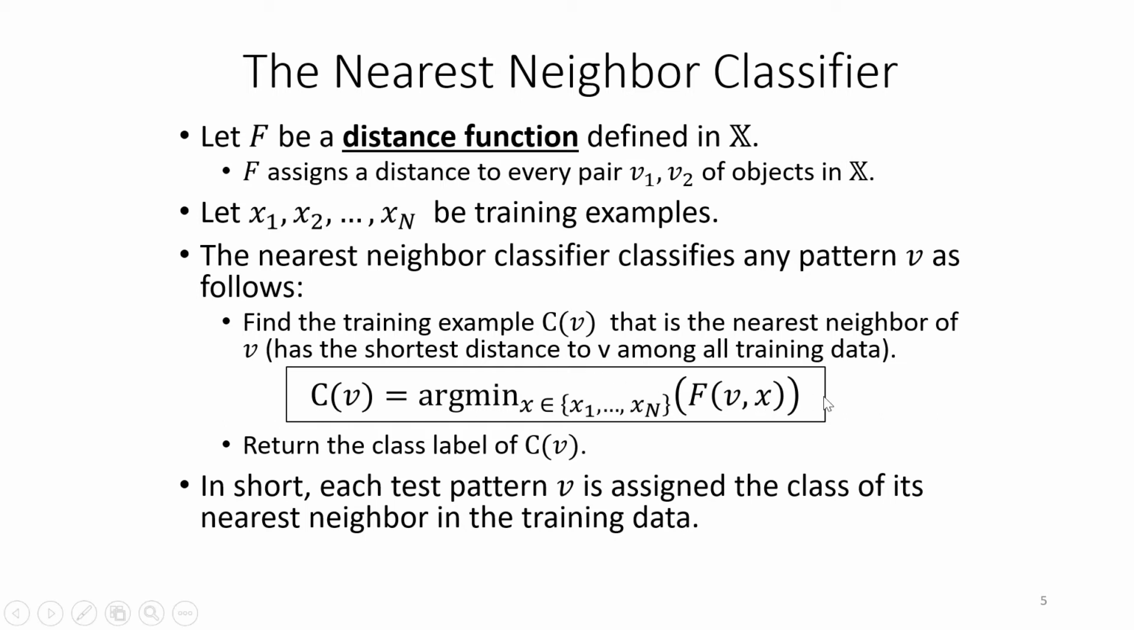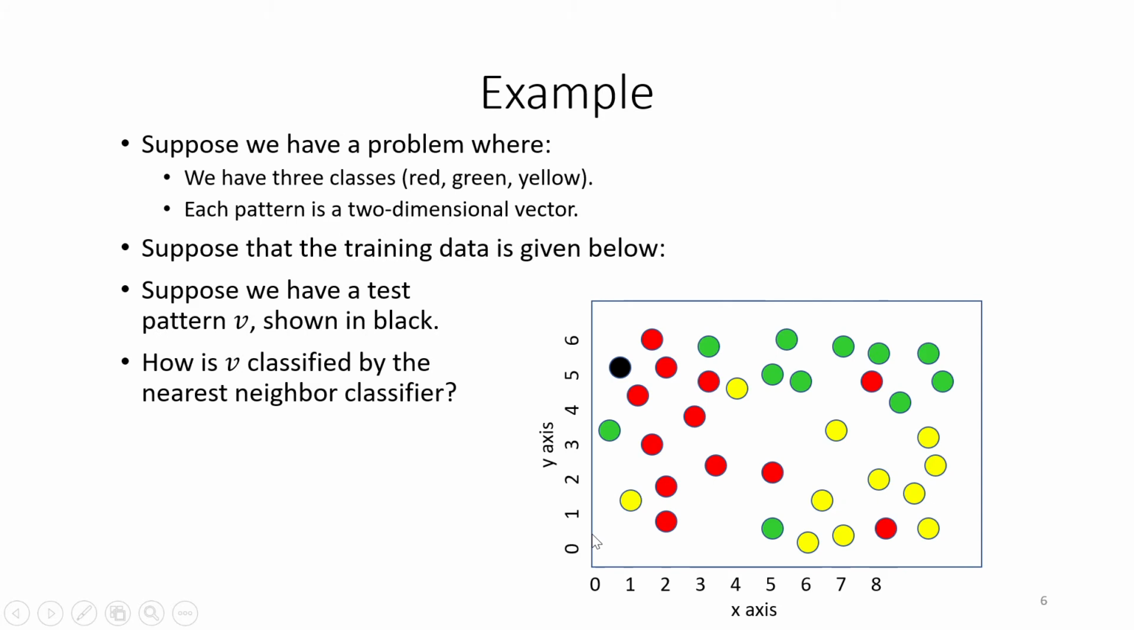So this formula over here says that C of v is equal to the minimum of all the distances of v from every x. So we're going to return the class label of this C of v, which means, in short, each test pattern v is assigned the class of its nearest neighbor in training data. If you didn't understand anything from the previous slides, then we are going to go through a few examples so that you have a clear understanding of how nearest neighbor works.